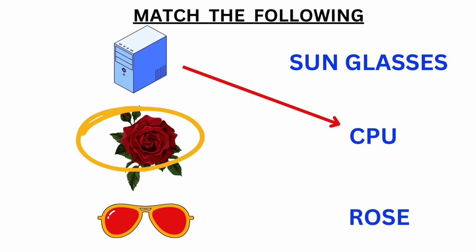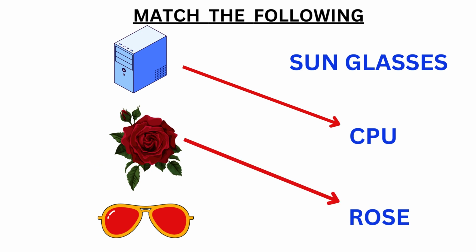Next, we have a beautiful flower. Can you guess its name? It's the rose. Lastly, we have a stylish accessory worn to protect the eyes from the sun rays. What's its name? It's the sunglass.